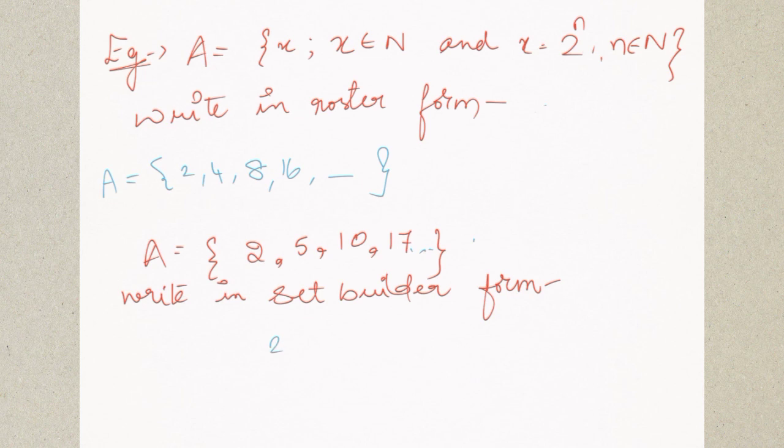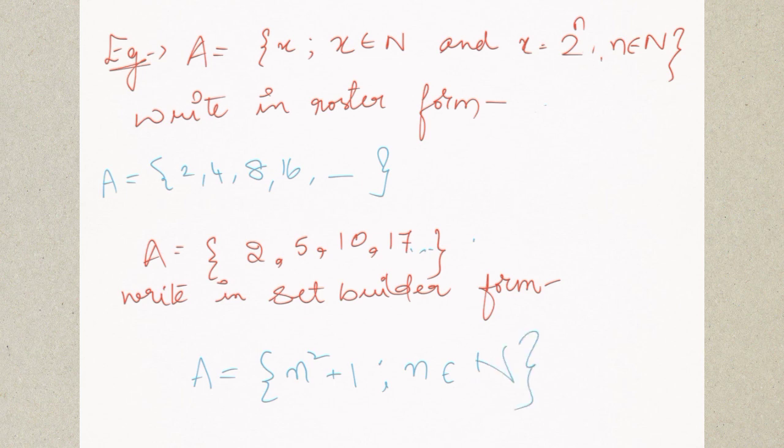See, 2 is nothing but 1 square plus 1. 5 is nothing but 2 square, that is 4, plus 1, 5. 10 is nothing but 3 square, 9, plus 1. 17 is 4 square plus 1. So the condition is n square plus 1. That's it. Okay, this is how you build a condition. That is in set builder form. So what is the condition for this? A is equal to n square plus 1, where n belongs to natural numbers.